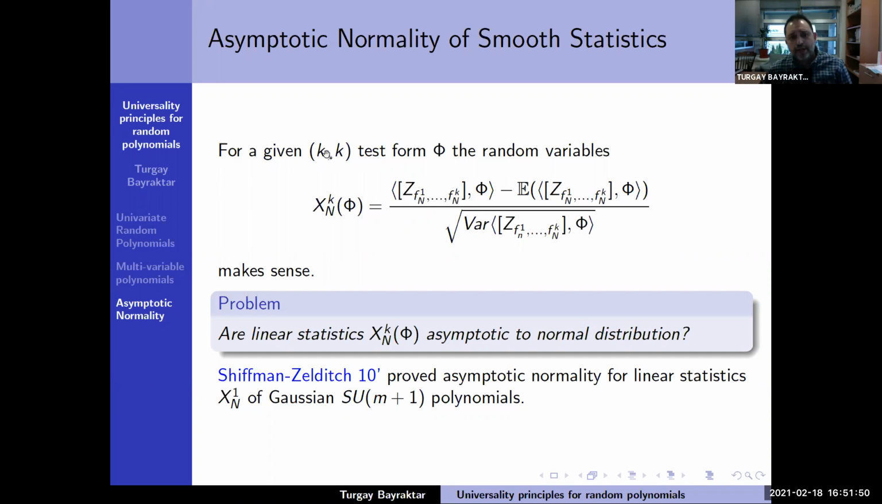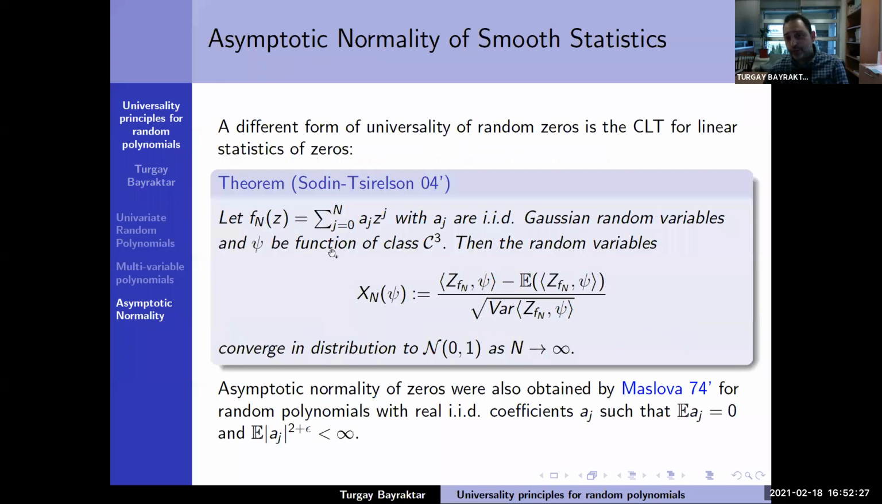Now, when you have a (k,k) test form, you can integrate this form over this variety. So you give me a nice form, and then I integrate and then subtract the mean. The mean is just taking the average of this with respect to my product probability measure. And then divide by the square root of the variance. So this becomes a random variable of mean 0 and variance 1. Now the question is, are these normalized linear statistics asymptotically Gaussian, like in dimension 1, in the case of Sodin and Tsirelson?